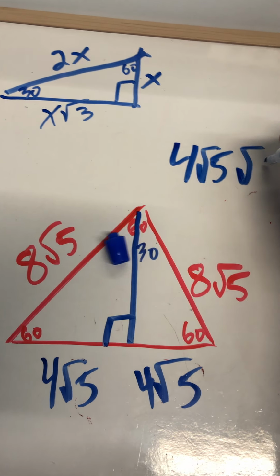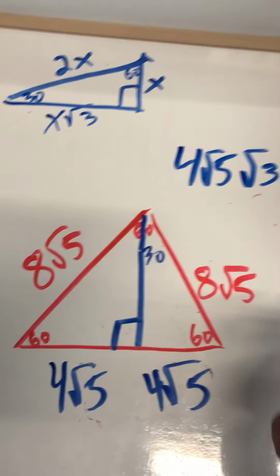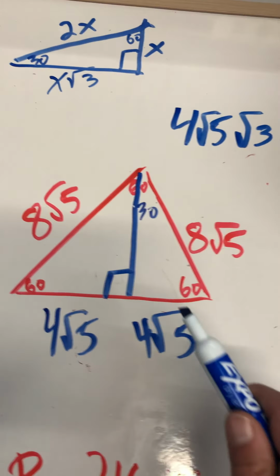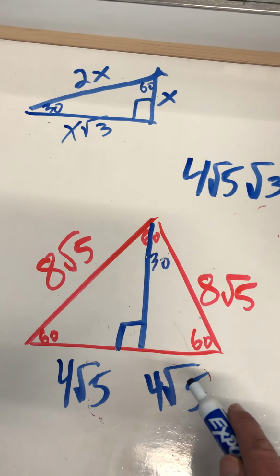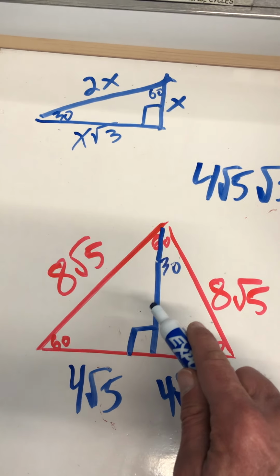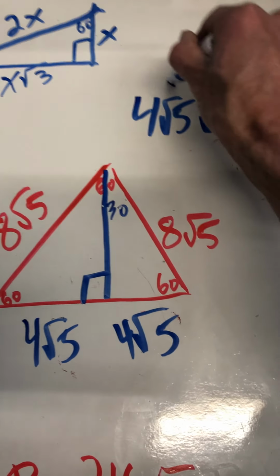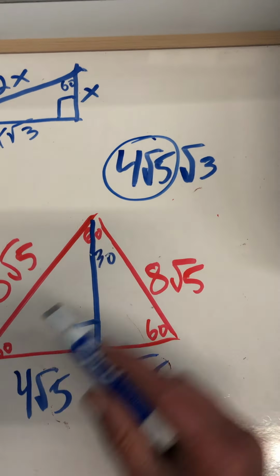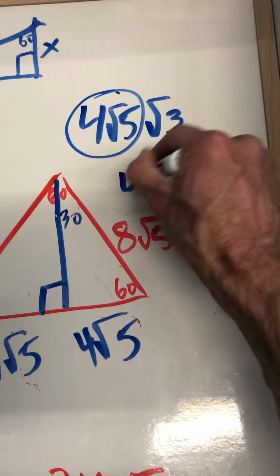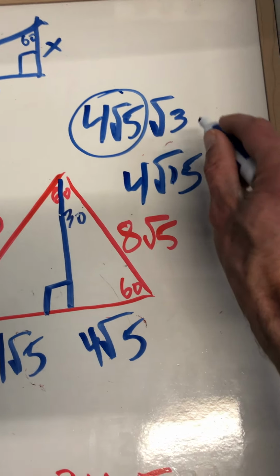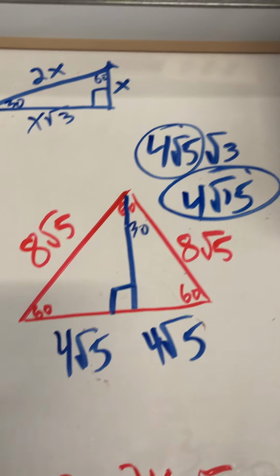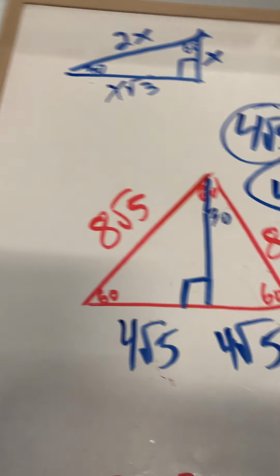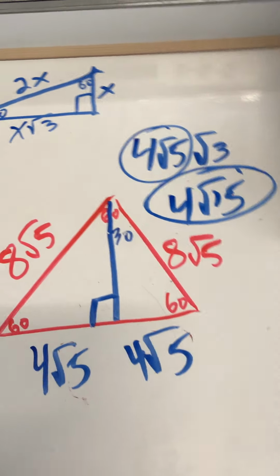times root 3. Now this might look a little confusing, but we did a worksheet like this before where this was your short leg right here, and they give you a root, and it's that number times root 3. This is your short leg times root 3. So the altitude is 4 root 15. 4 root 15. That is the unit of measure for the altitude. Okay.